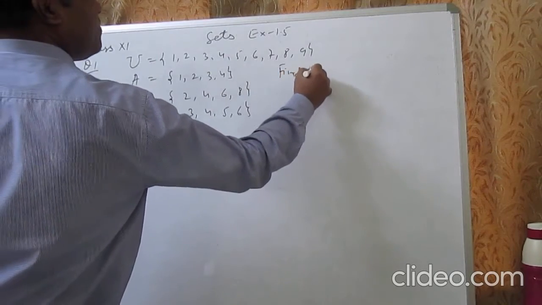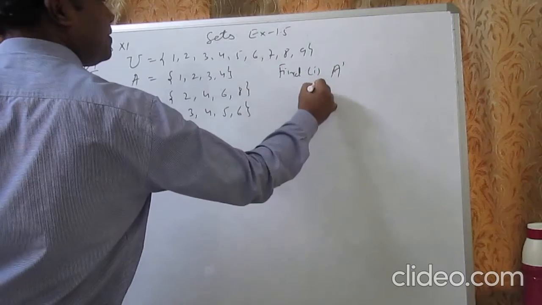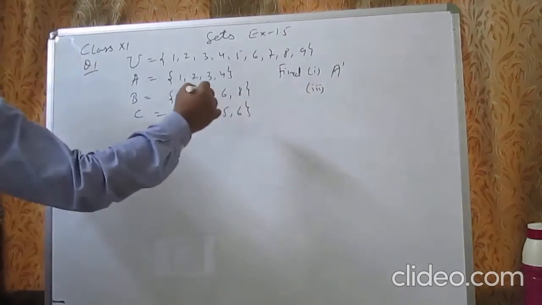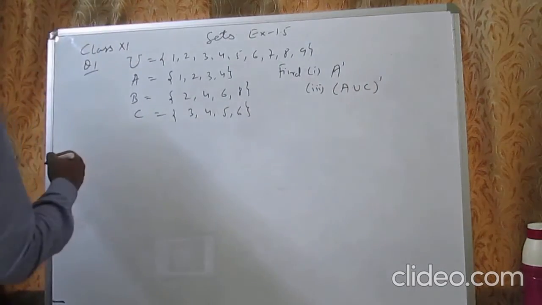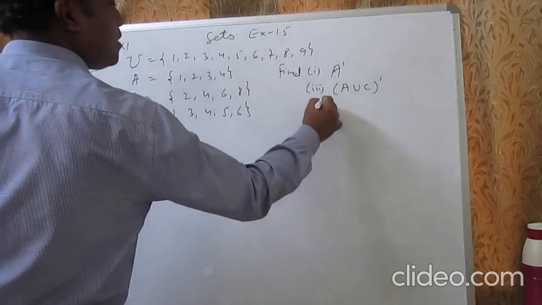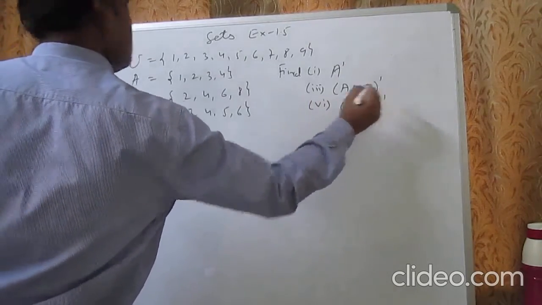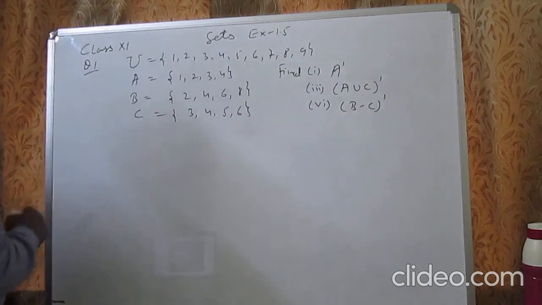Find, क्या क्या फाइंड करना है. नंबर 1 A complement, नंबर 3 A union C complement, and B minus C, sixth part, B minus C complement.